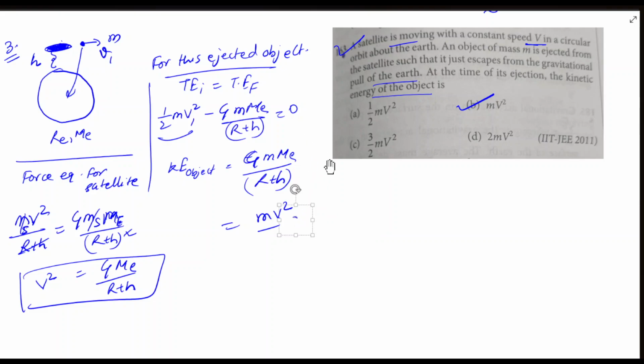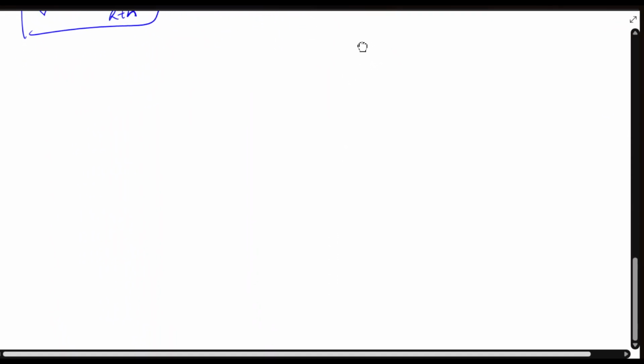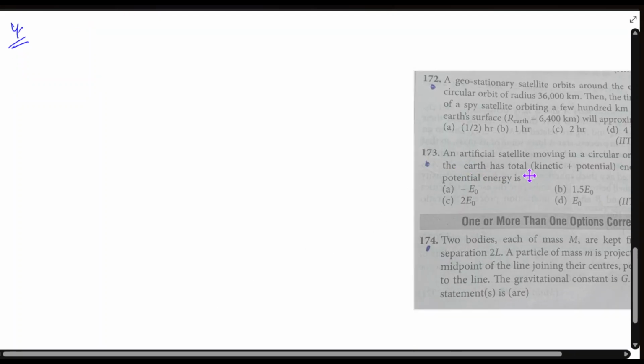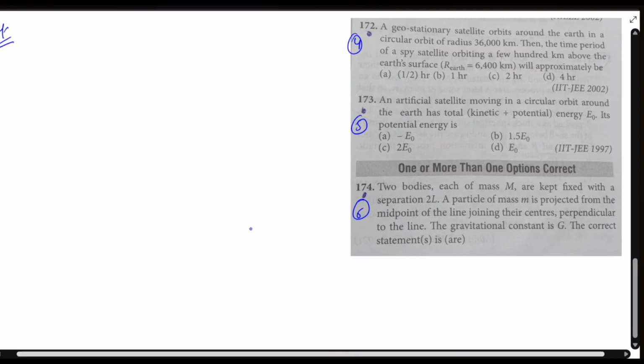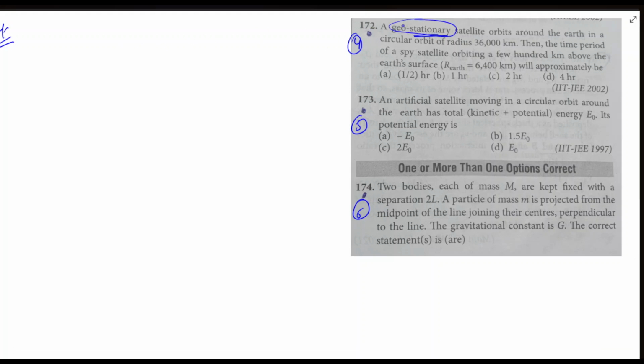Let's move on to our fourth question. So this is our fourth question. So 4, 5, and 6, right? We have 4th, 5th, and 6th. Okay. So in the fourth question, a geostationary satellite. What is a geostationary satellite? The time period of that satellite should be equal to the time period of rotation of the Earth, right? Rotation about its own axis. So the time period of this satellite will be 24 hours.